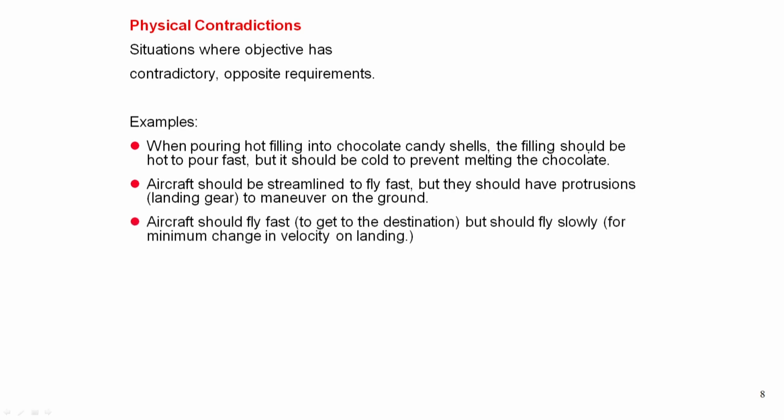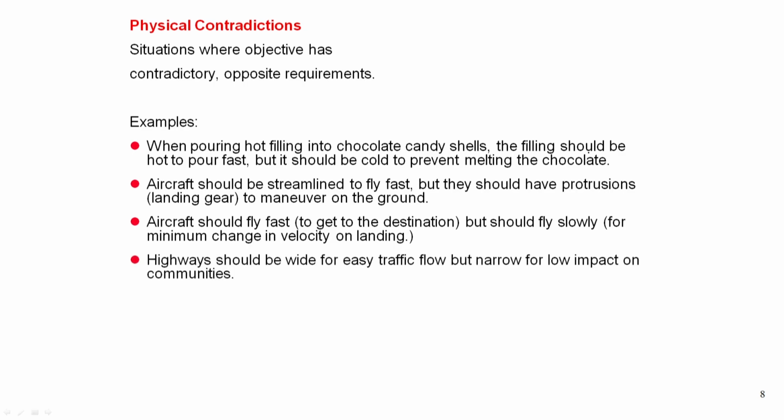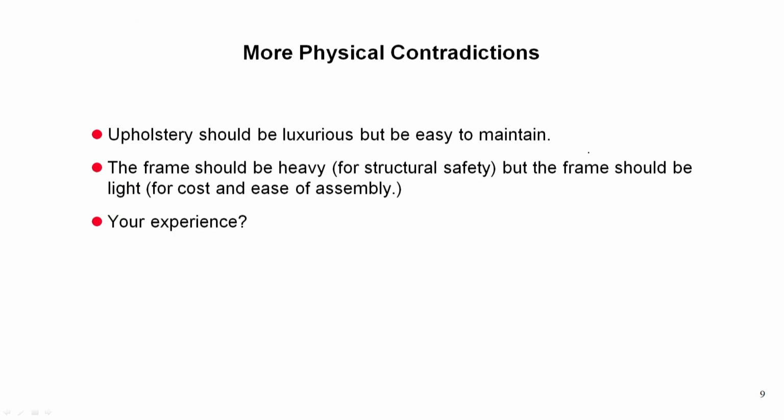Aircraft should fly fast to go to the destination, but should fly slowly for minimum change in velocity on landing. Same thing is true when we design a highway. Highways should be wide for easy traffic flow, but if it is too wide, people go with a very high velocity, and if there is a collision, they die. So, it should be narrow for low impact on communities. So, you have to solve the contradiction.